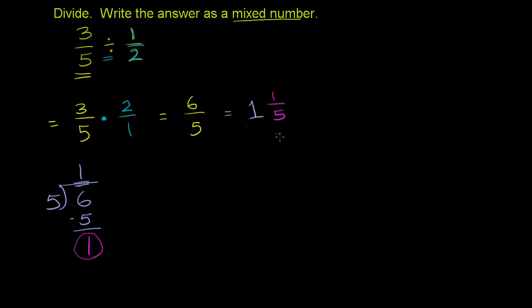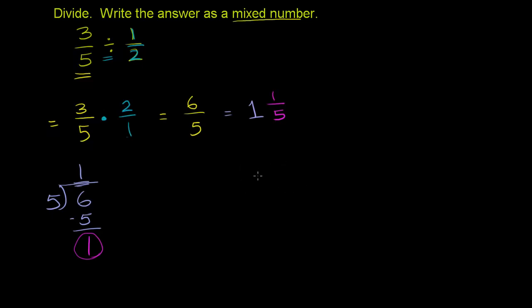Now, the one thing that's not obvious is why did this work? Why is dividing by 1/2 the same thing as multiplying essentially by 2? 2 over 1 is the same thing as 2. And to do that, I'll do a fairly simple example, but hopefully it gets the point across.